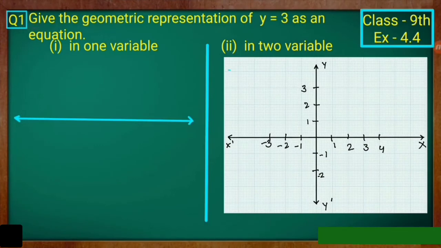Exercise 4.4, question 1. Give the geometrical representation of y equal to 3 as an equation in one variable. Here simply you have to plot y equal to 3 in one variable. So first we have to plot y equal to 3 in one variable. So simply you can draw a line.